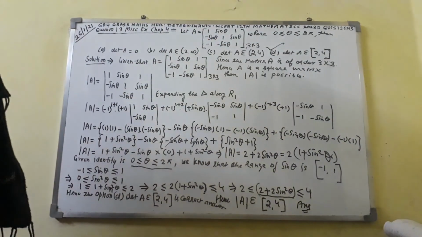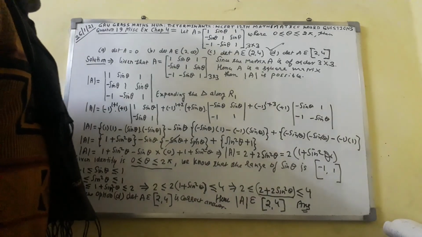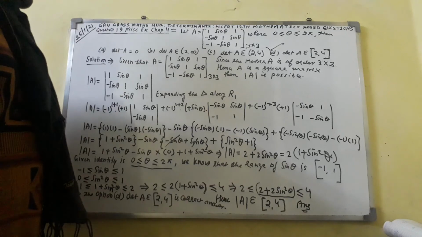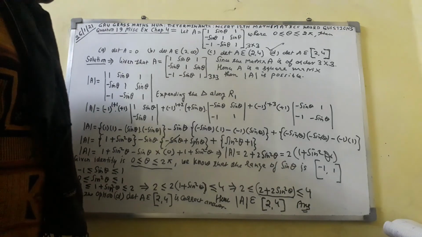This is the proper explanation and solution of question number 19, Miscellaneous Exercise, Chapter 4, Determinant, NCERT Class 12 Mathematics.